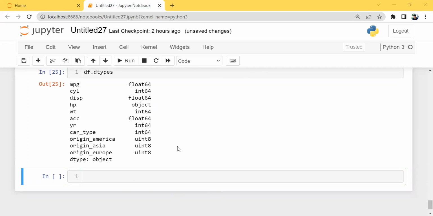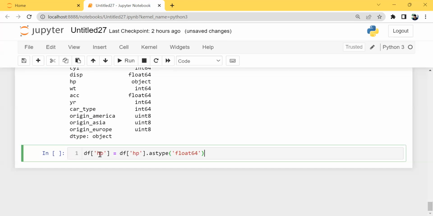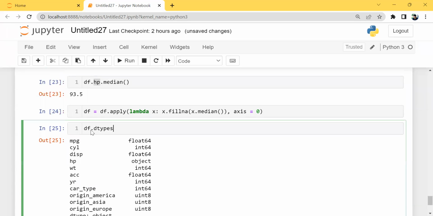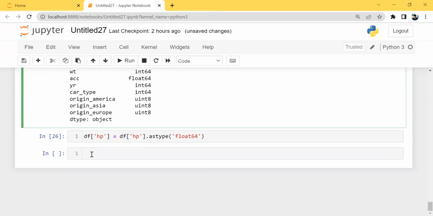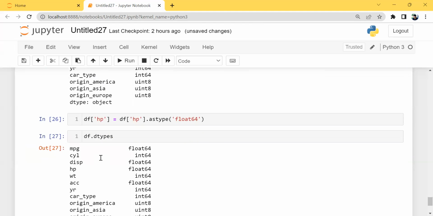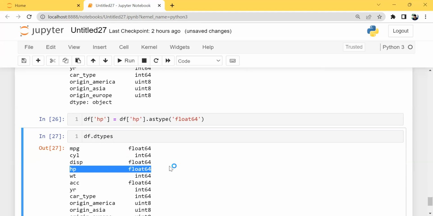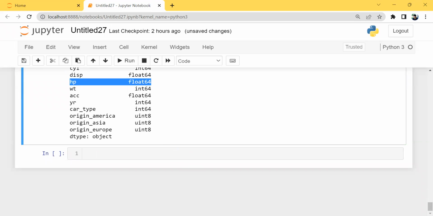Why? Because our algorithm will not consider the object types in the model building process. So in our data set, for the column HP, I need to change this particular column to float type. When I hit shift enter, and I copy this code and hit shift enter again, you'll get to know our HP column has been changed to float 64 type. Did you get that?